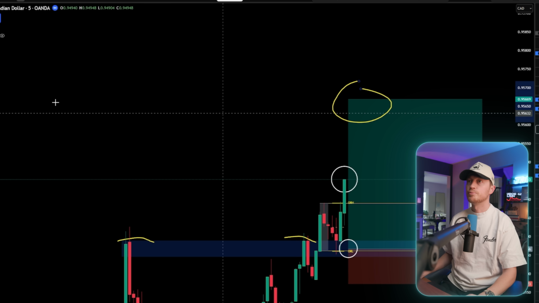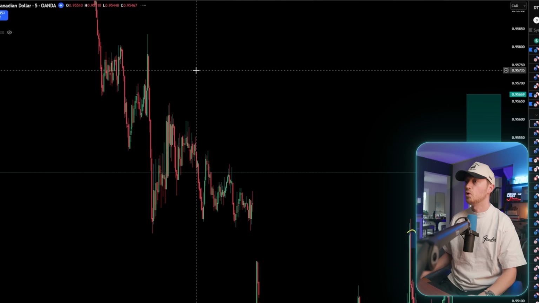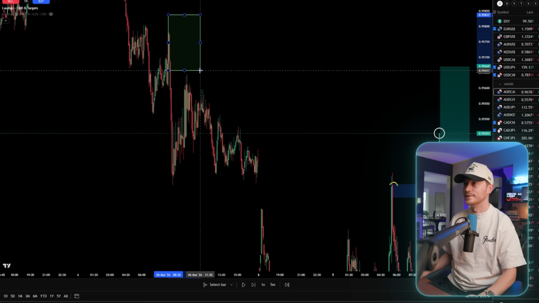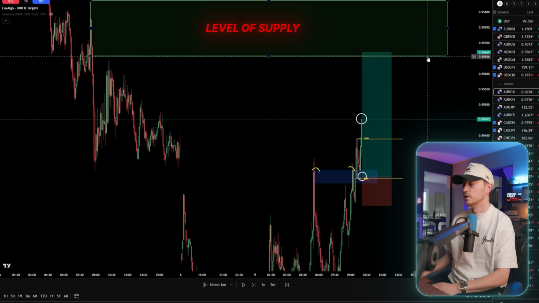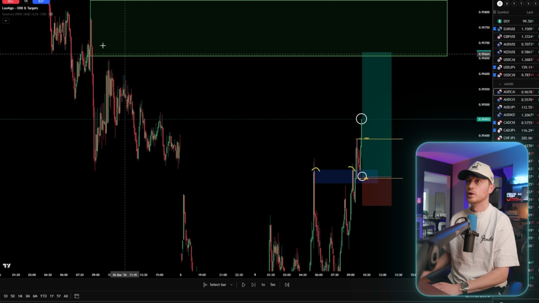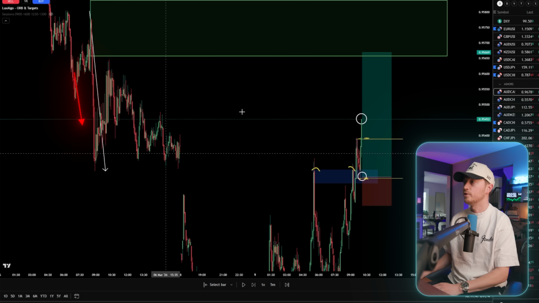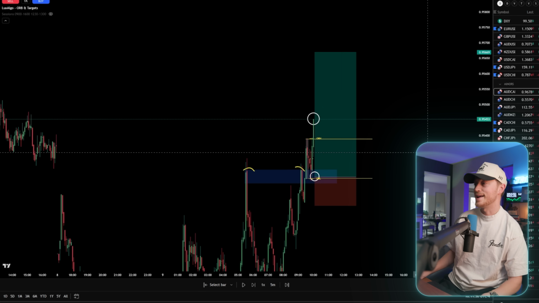And as for my take profit right here, if we scroll all the way over, I did feel like this level right here may be respected. I know that's a big level, but that was the last level that had a huge push down. So that's what I used for my take profit.